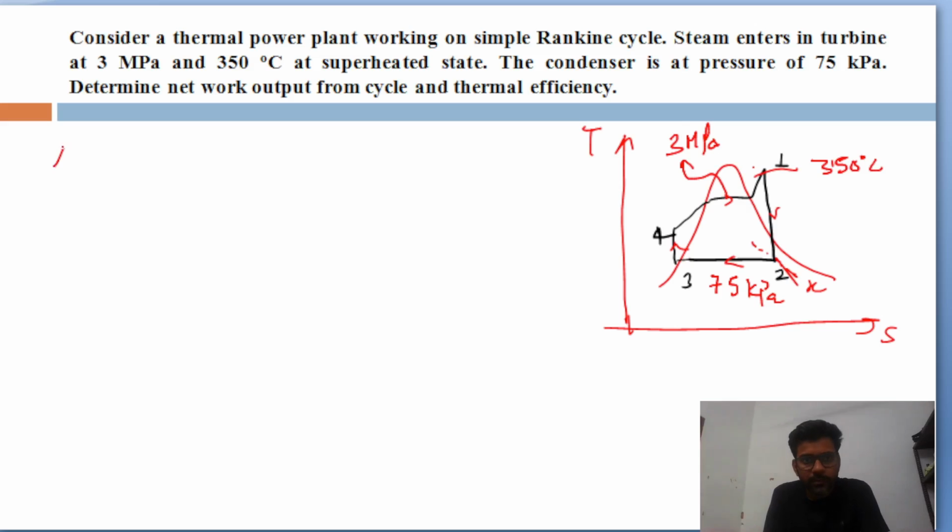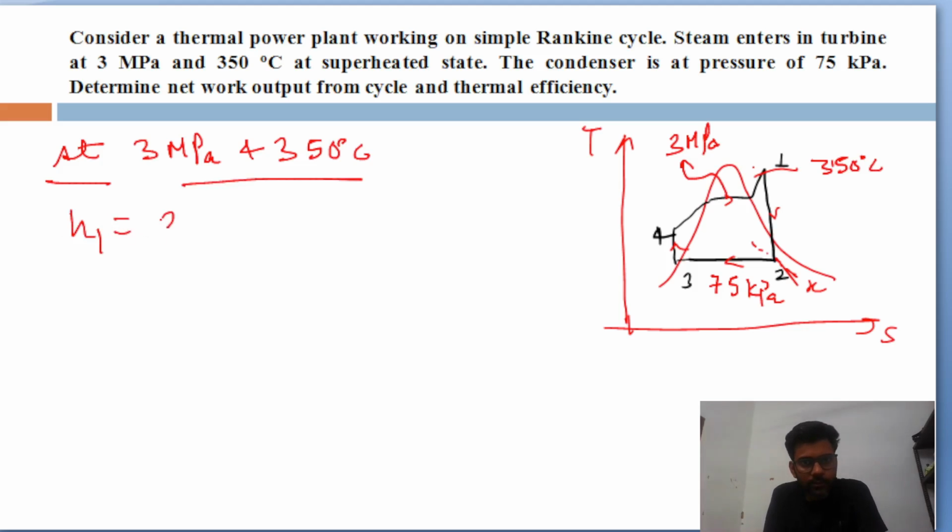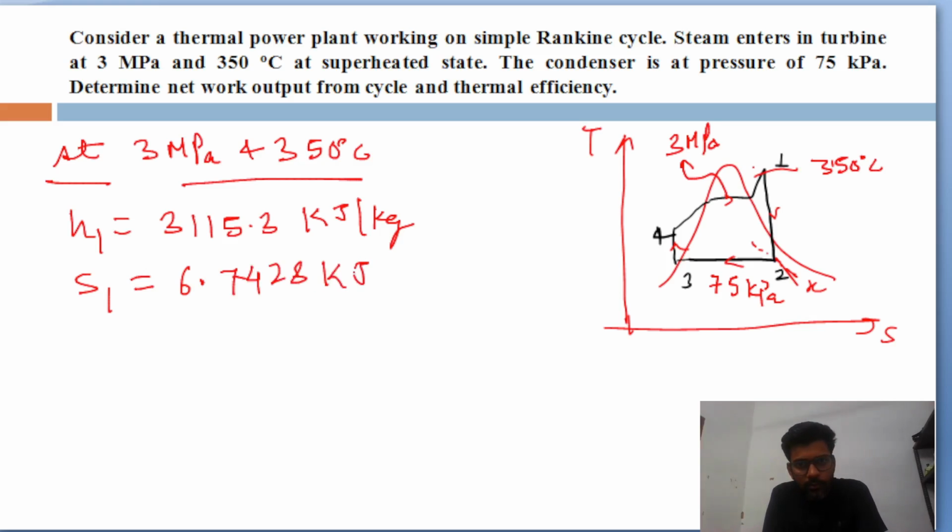So from the steam table at 3 MPa and 350 degrees centigrade, H1 is 3115.3 kilojoule per kg, and S1 is 6.7428 kilojoule per kg Kelvin.